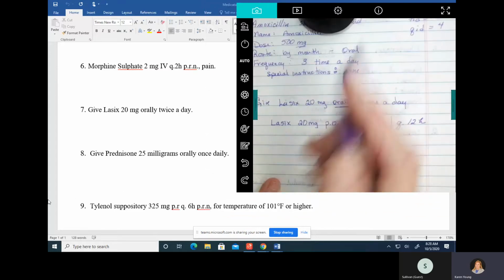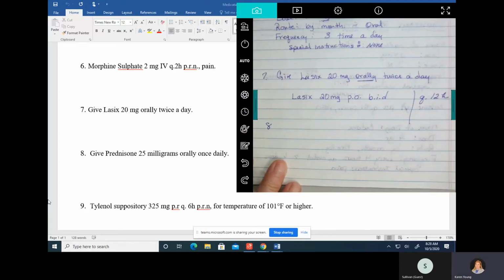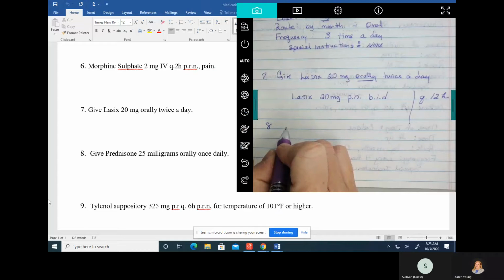All right, so look at number 8. I'm not going to write this one out completely. But it's give prednisone 25 milligrams orally once daily. Okay. So if I needed to write it out as an MAR, in the MAR, type it out, transcribe it, whatever, what am I going to start with? The name of the drug. And if you can't say the prednisone, it took me forever to say some of these names to get it where it would roll off my tongue. So I'm going to give prednisone, the name of the drug.